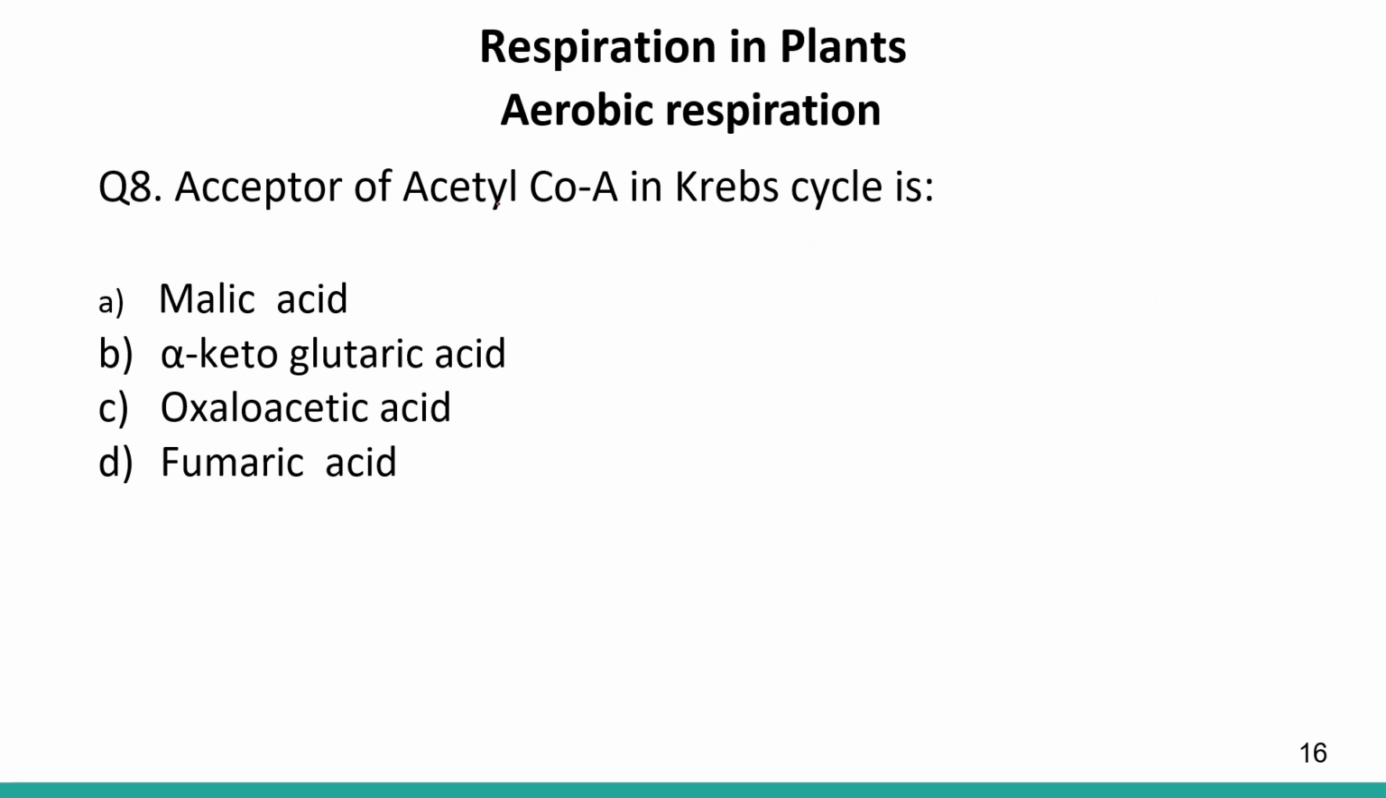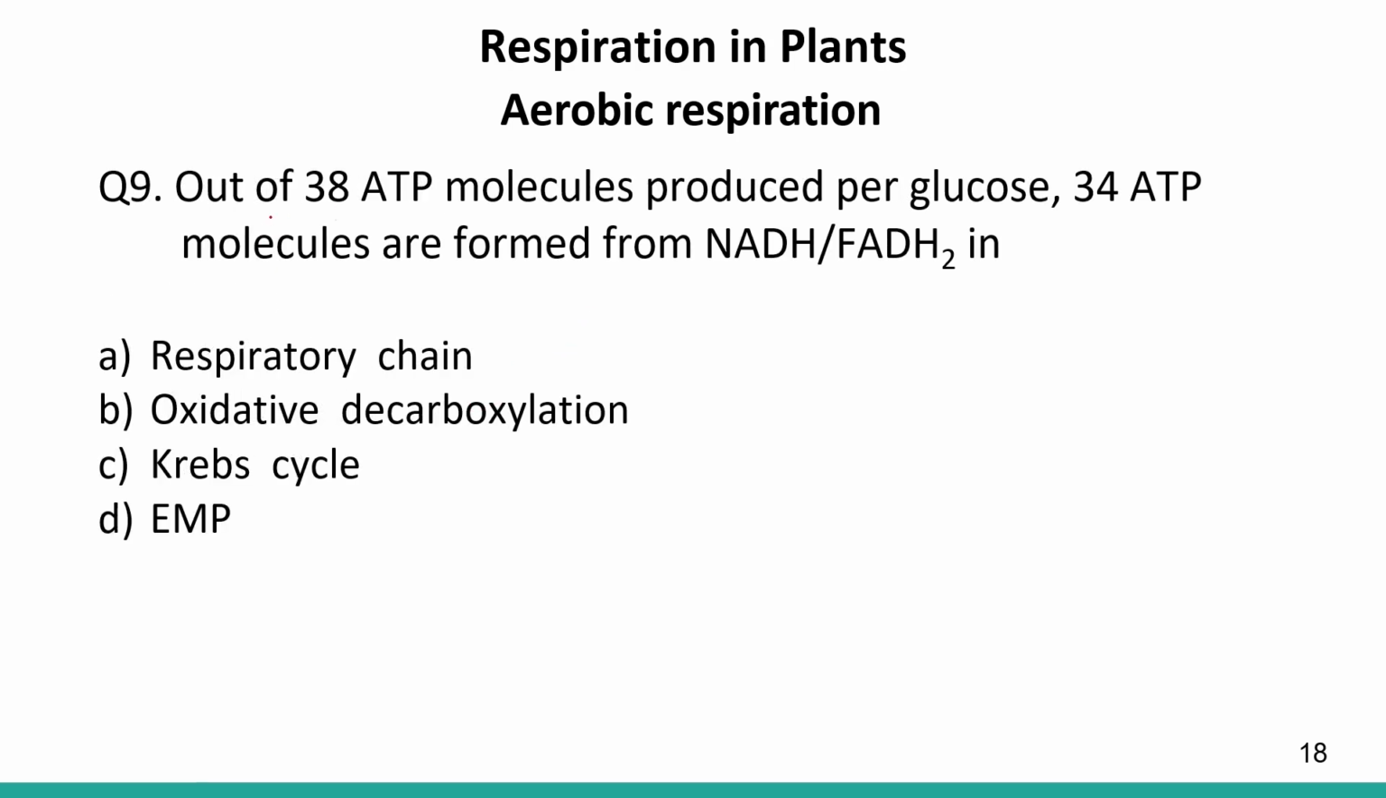The next question is the acceptor of acetyl coenzyme A in Krebs cycle. This is also a straightforward question. The answer is oxaloacetic acid, and citrate is produced. So let's come to the next question, which is: out of 38 ATP molecules produced per glucose, 34 ATP molecules are formed from NADH and FADH2.